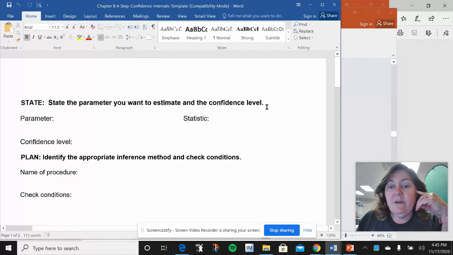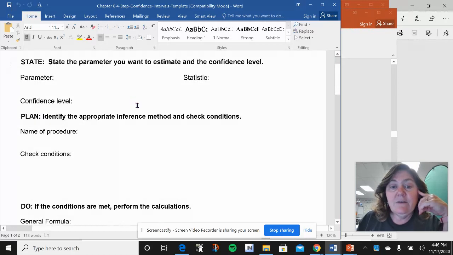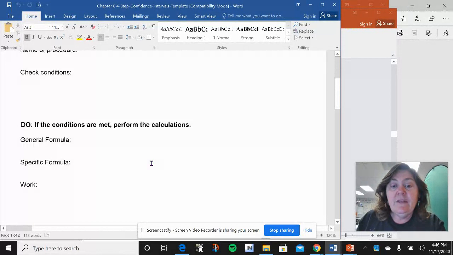State the parameter you want to estimate. So it tells you here's what you should state: parameter, statistic, what you're doing, and the confidence level you're using. In your plan, what is your procedure? Right now it's one sample Z interval. We're doing confidence intervals. Check your conditions. That's all under plan.